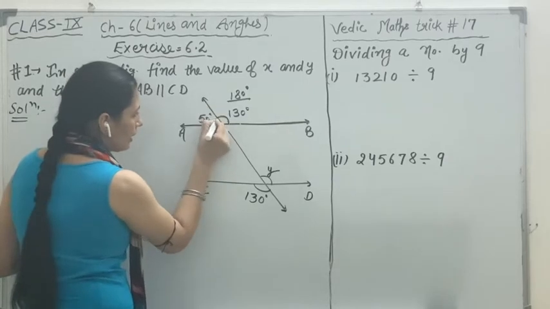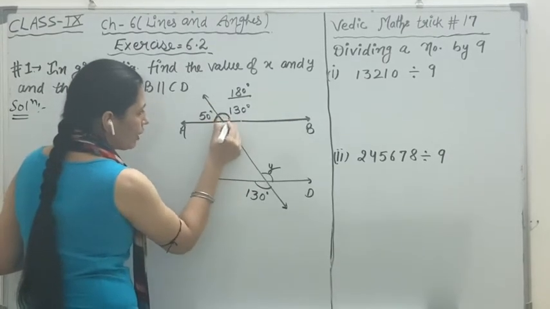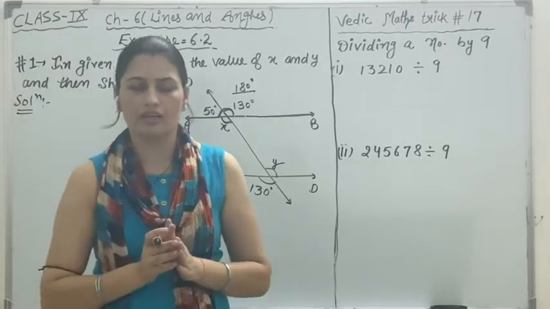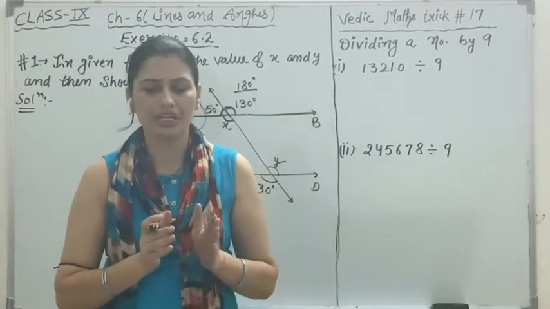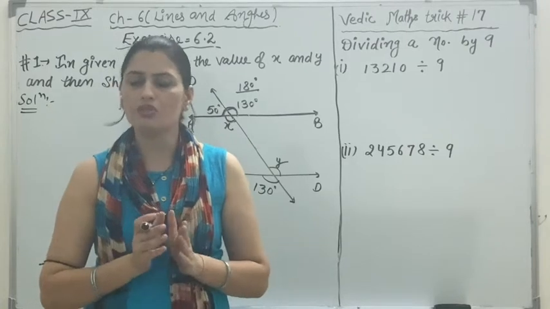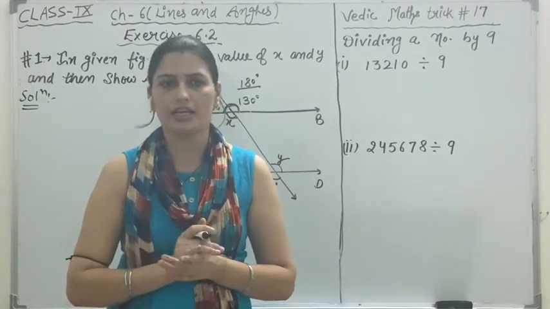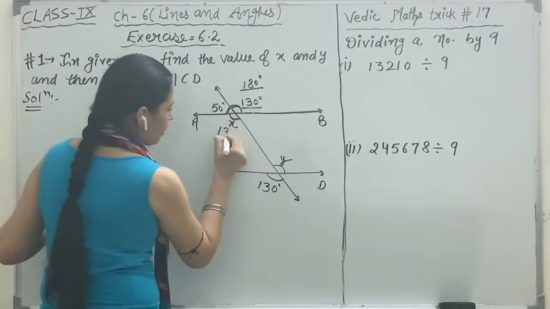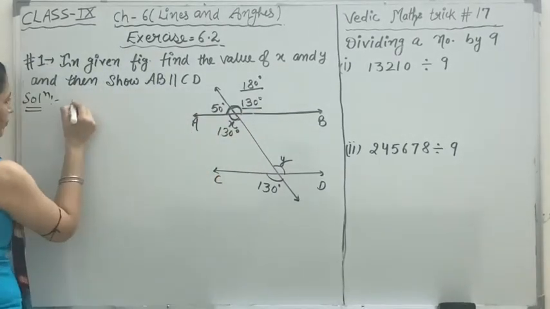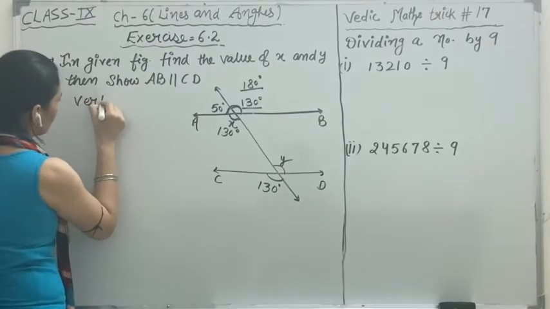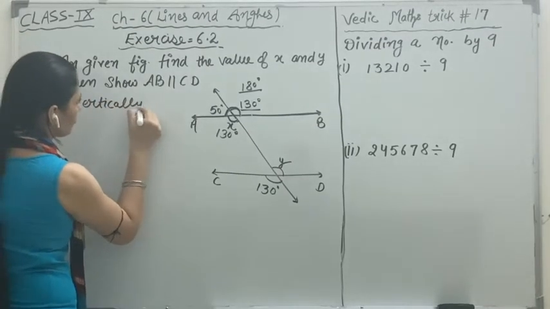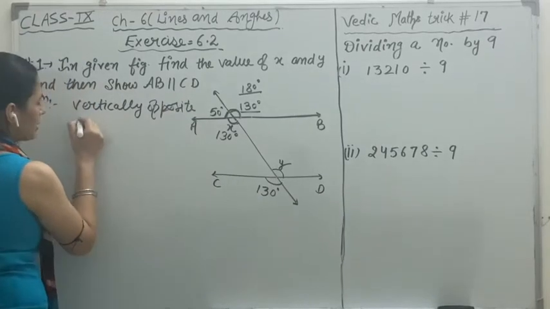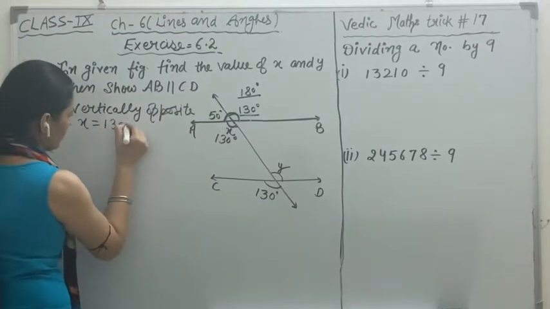And this angle x and the 130 angle are vertically opposite angles. We already discussed vertically opposite angles. Those who missed can view the link in the description box. That means the value of x is also 130 degrees, as they are vertically opposite angles. That means x is equal to 130 degrees.